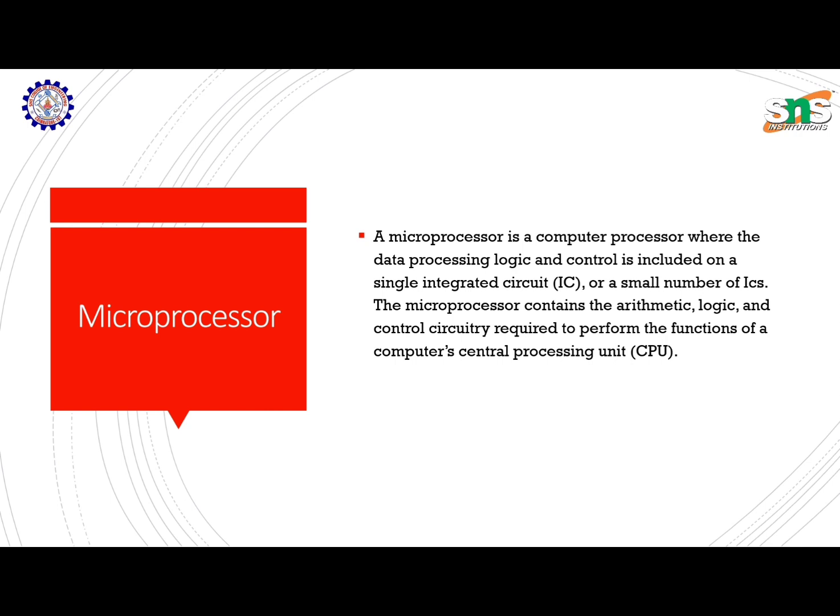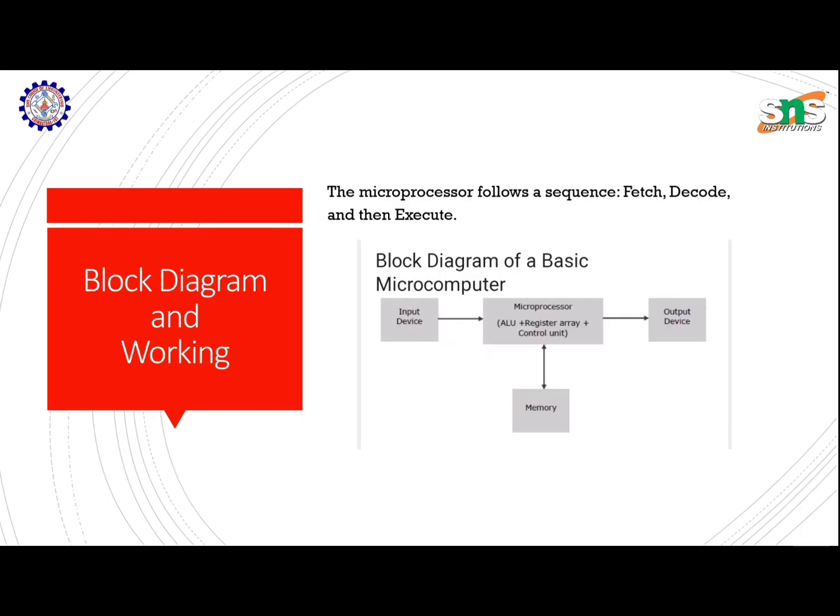A microprocessor is a computer processor where the data processing logic and control is included on a single integrated circuit or a small number of ICs. The microprocessor contains the arithmetic, logic and control circuitry required to perform the function of a computer's processing unit, which is denoted as CPU. Now, let me explain the block diagram and working of microprocessor.